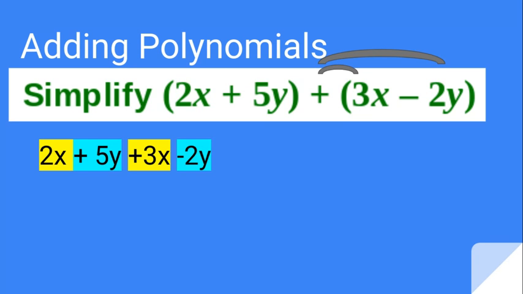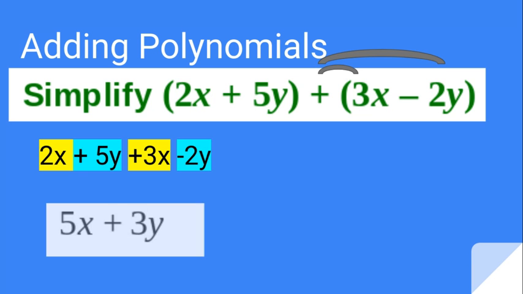And then we can combine like terms. And so now we're going to combine the x's together, which are the ones in the yellow. And we're going to combine the y's together, which are in the blue. So 2x plus 3x is 5x. And 5y minus 2y is 3y. And this was kind of an easier one.